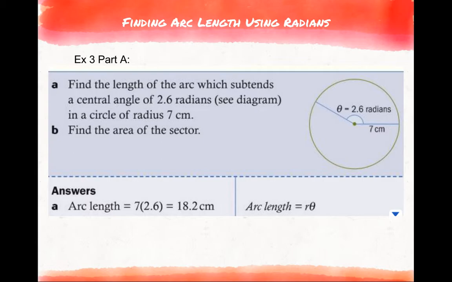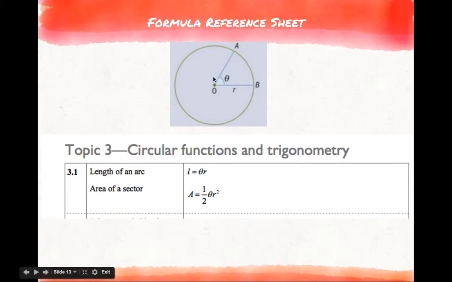We got that from setting up the ratio, the proportion, but it always simplifies down to the radius times the theta. All right. Now, part B is going to ask us to find the area of the sector. So I'm going to show you how to derive the formula for finding the area of the sector. Notice the formula is on your reference sheet, but I'm going to show you where it comes from.